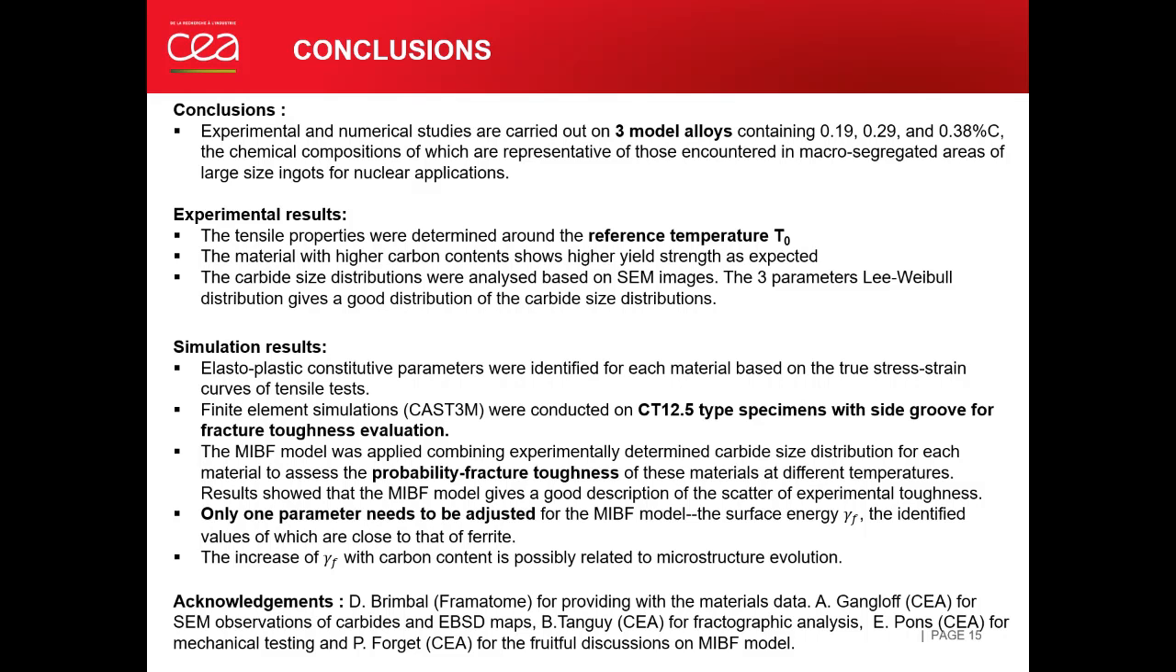Results show that the MIBF model gives a good distribution. Compared to the Beremin model, only one parameter needs to be adjusted for the current MIBF model. That's the surface energy gamma F, and the identified values are very close to that of ferrite, which means it has a physical meaning. However, we also observed an increase of gamma F with carbon content to get a better prediction. So that means possibly the increase of gamma F is related to other mechanisms like microstructure evolution.